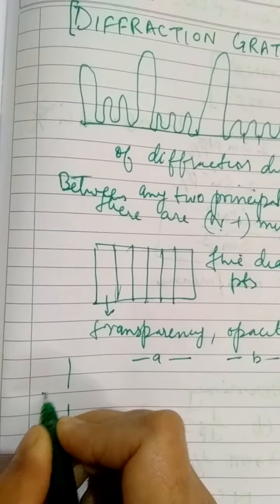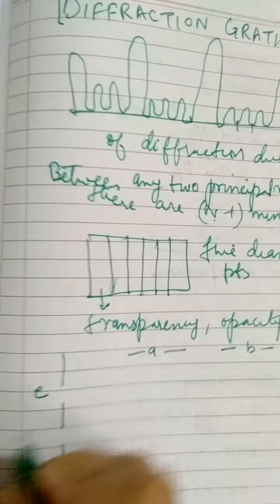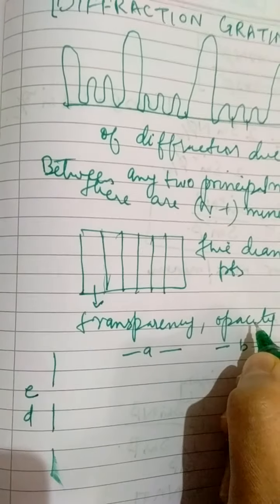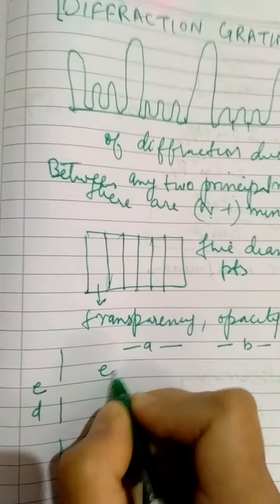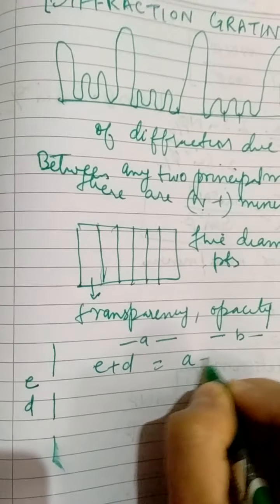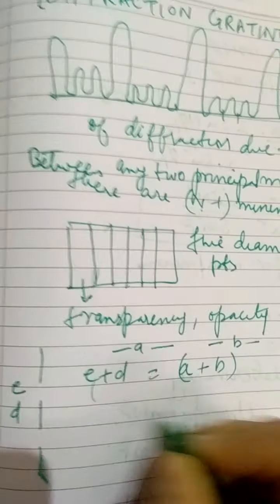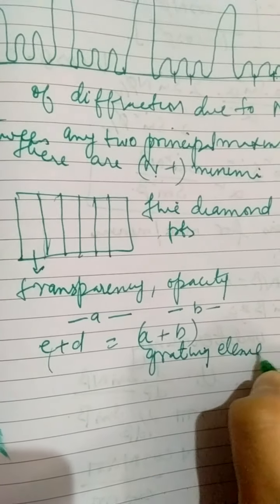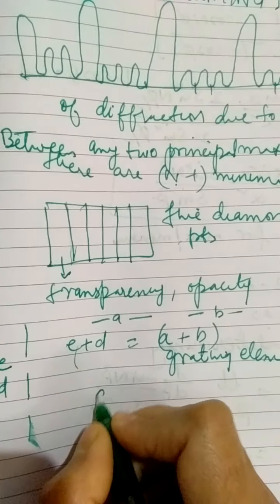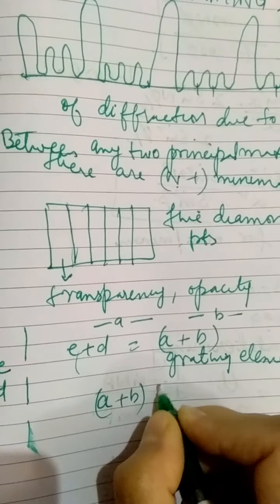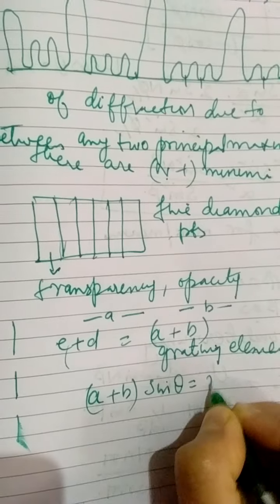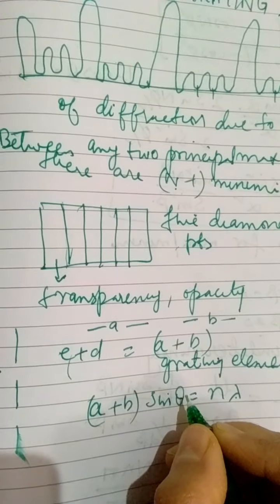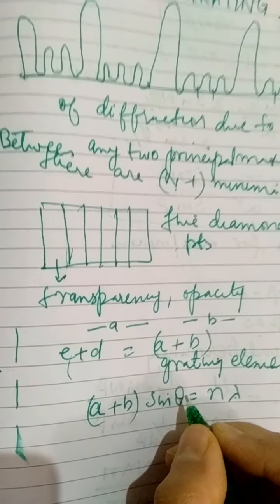If the width of the slit was E, you can treat it like transparency, and the distance between the two slits was D. This D you can treat much like opacity, and this E plus D is similar to A plus B, and this A plus B or E plus D is called grating element. The condition for maxima is that (A plus B) sine theta is equal to n lambda, where theta is the angle through which the rays of light or the waves of light have bent on account of diffraction, right?